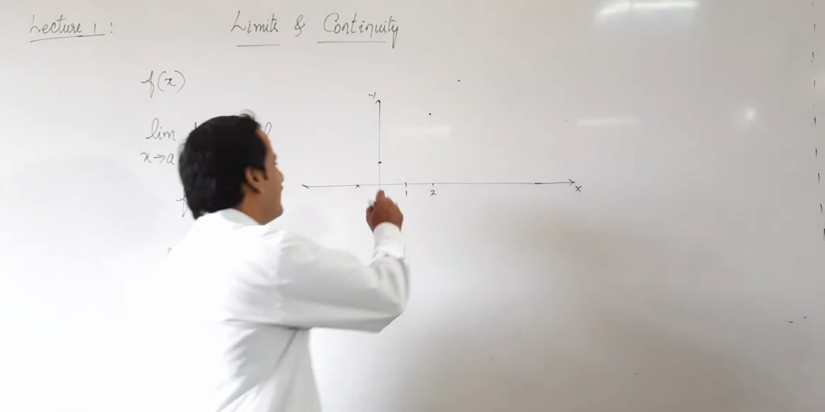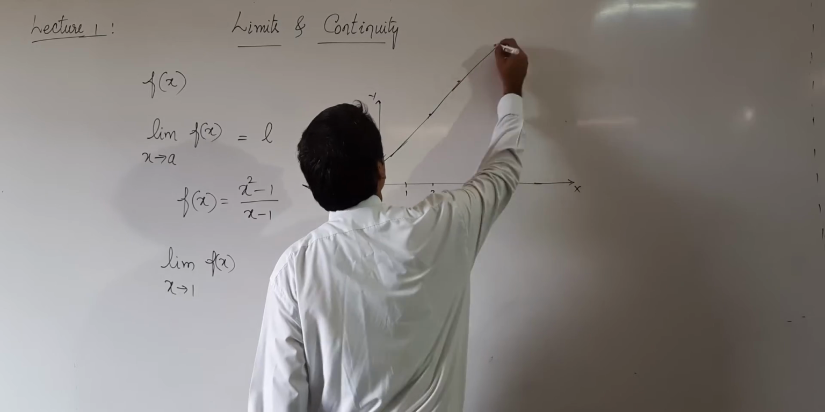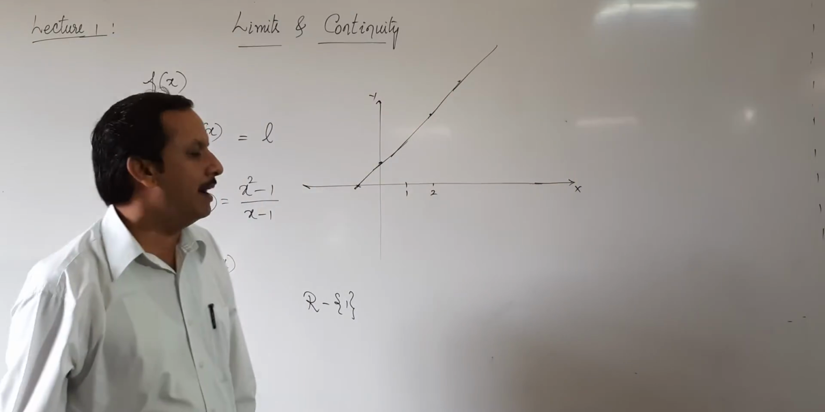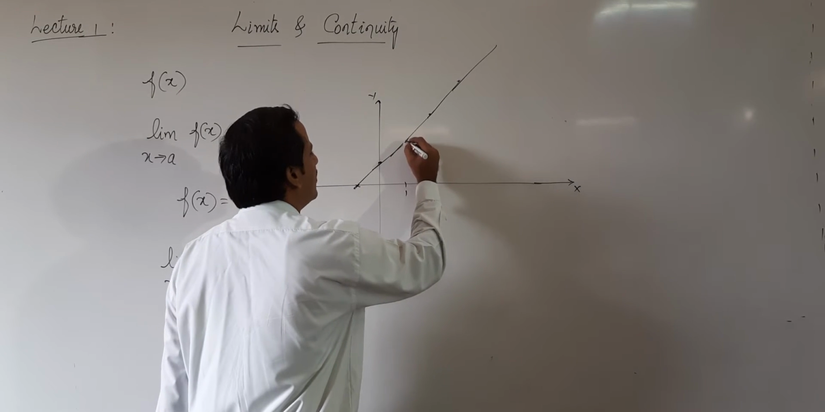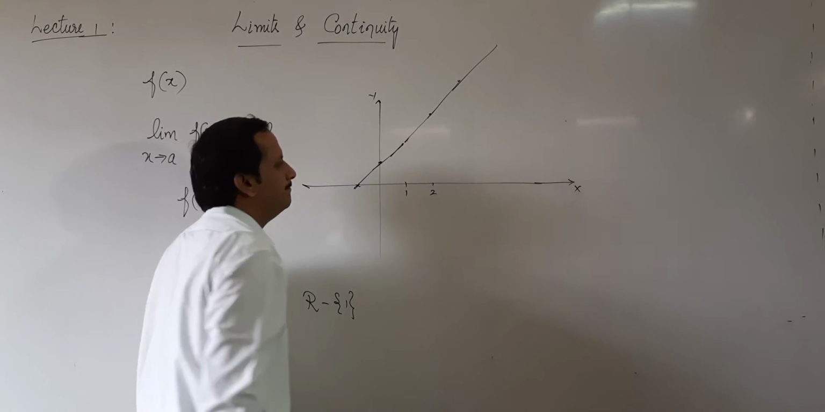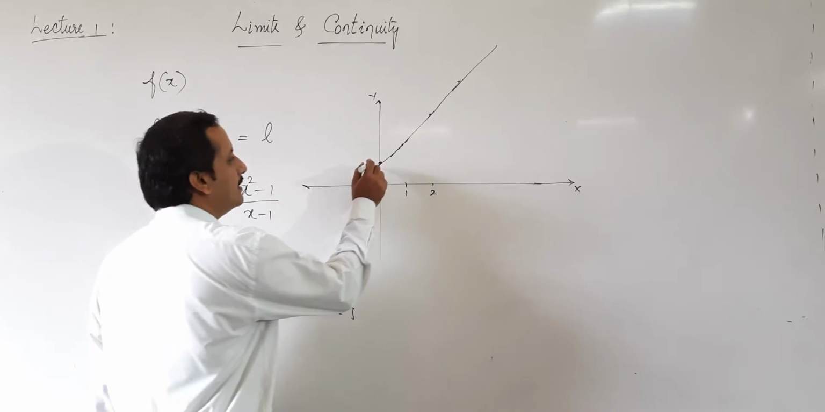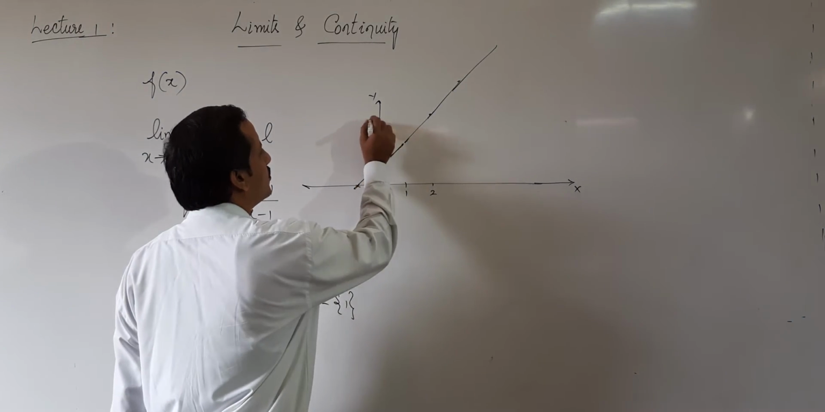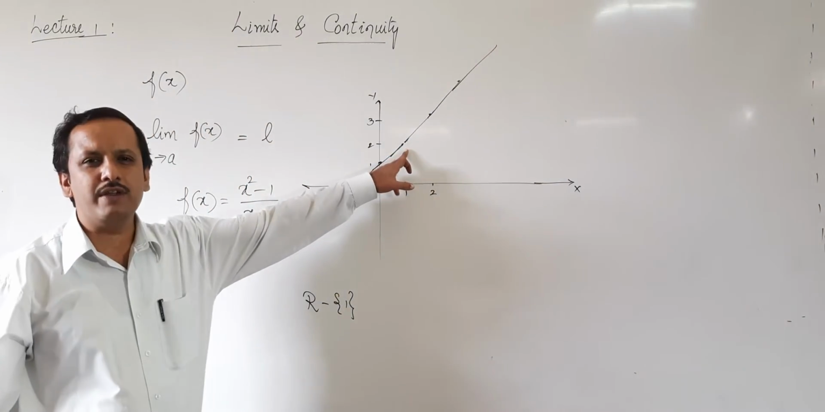So if I draw the graph of this function, it looks like this. Okay, it's a straight line, but with a break at x equal to 1. At x equal to 1, the function is not defined. This is 1 here, this is 2, 3, 4, etc. At 1, the function is not defined.